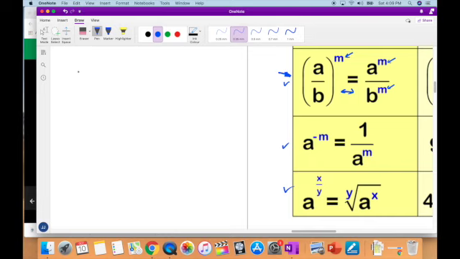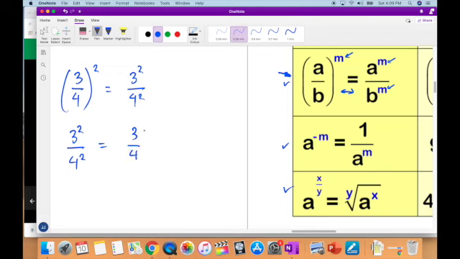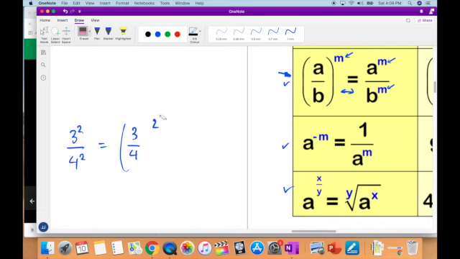If you have a fraction, a numerator and a denominator, all to the power of m, that is the same as the numerator to the power of m divided by the denominator to the power of m. Now this is a rule that especially in CSEC algebra a lot of people miss. So 3 over 4 squared is the same as 3 squared over 4 squared. And if you have 3 squared over 4 squared, you are supposed to recognize that that is the same as 3 over 4 squared.